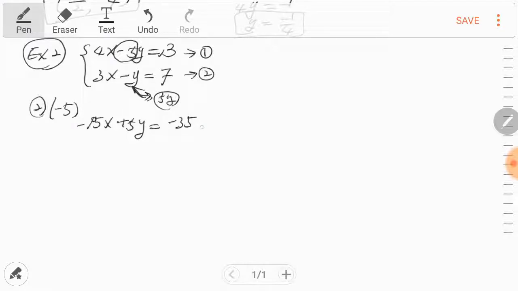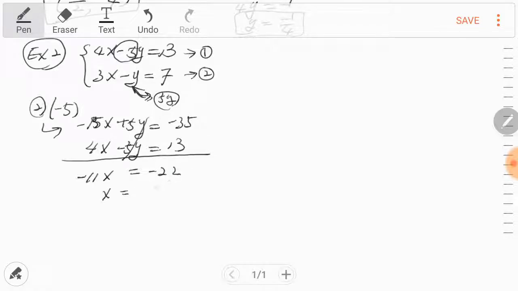And then add this one to the first equation. The first equation is this. Okay, so when we add these two, we get negative 11x, the y terms cancel out, equals negative 22. Divide each side by negative 11, then x equals 1. So we got the x value.